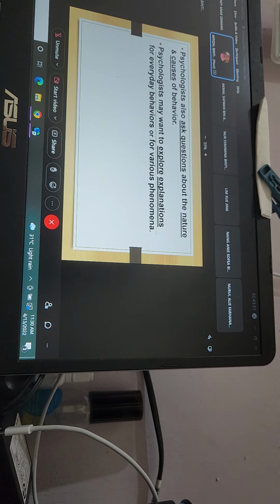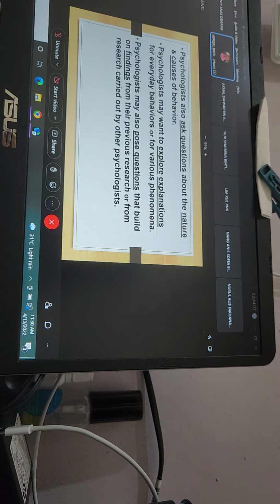So psychologists may want to explore explanations for everyday behavior or for various phenomena, meaning that we can investigate a lot of things by using these scientific methods. Psychologists may also pose questions that build on findings from their previous research or from research carried out by other psychologists. This part is referring to this one.